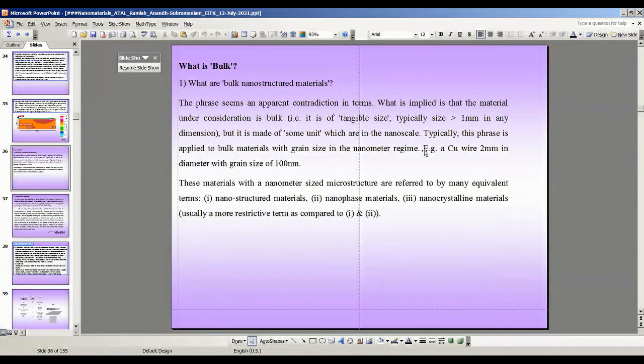The opposite end of the spectrum are not nanoscale. These are called bulk materials. Typically, bulk materials are tangible materials. That means they have.